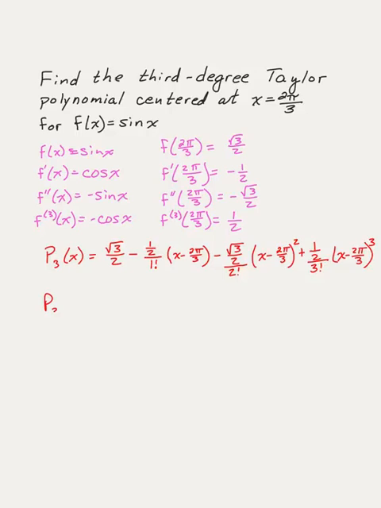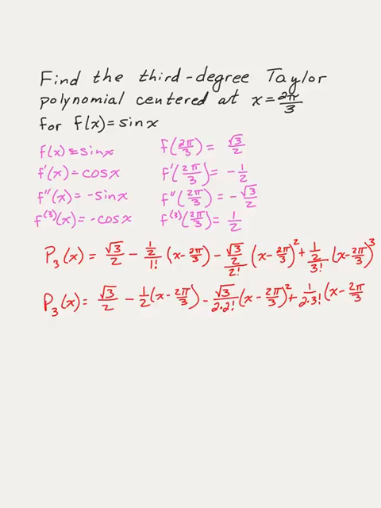Now this could be simplified just a little bit, giving us root 3 over 2 minus 1/2 times x minus 2 pi over 3, minus root 3 over 2 times 2 factorial, plus 1 over 2 times 3 factorial times x minus 2 pi over 3 raised to the third power.